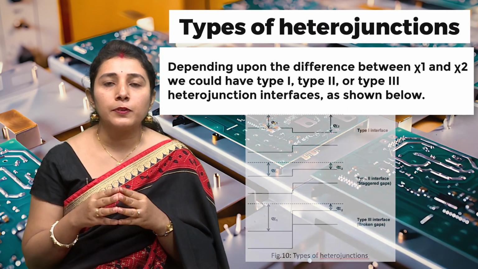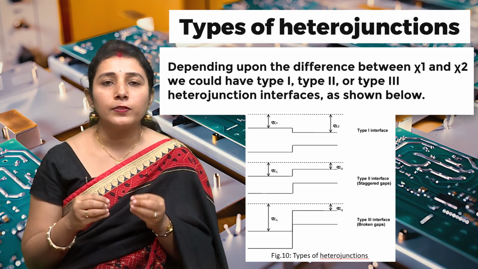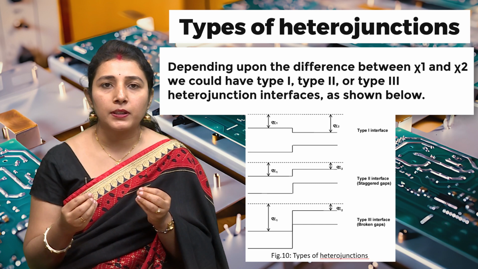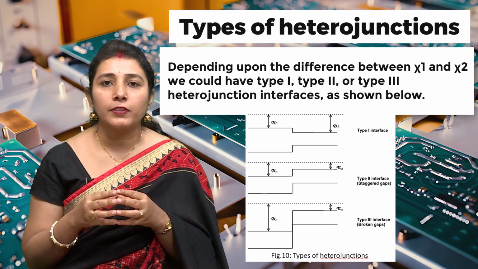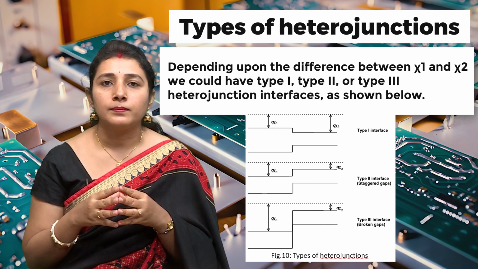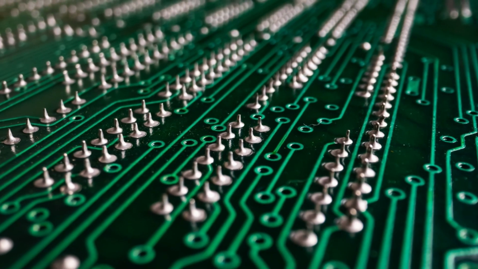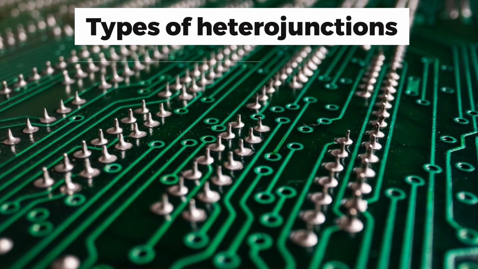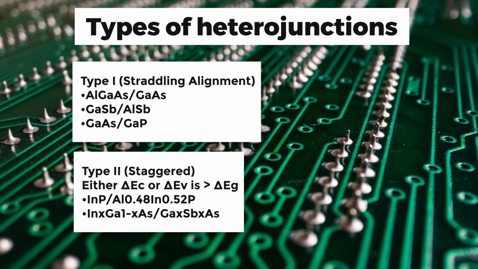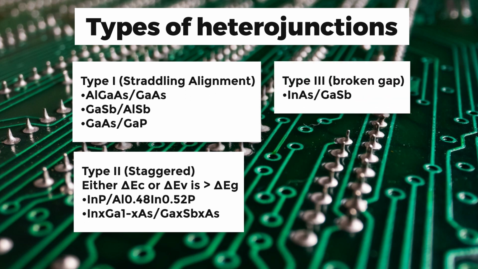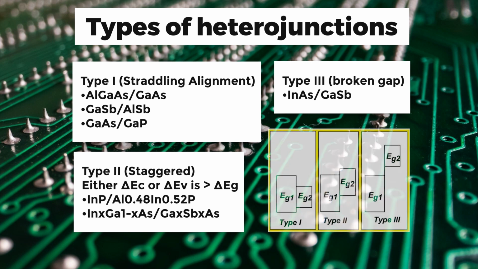Depending upon the difference between the electron affinity of the first semiconductor and the second semiconductor, we could have type 1, type 2 or type 3 heterojunction interfaces, as shown in the figure. These are the various types of heterojunctions. Type 1 has the example of aluminum gallium arsenide and gallium arsenide. Type 2 are these semiconductors, and type 3 are for broken gap semiconductors. Here we can see the different energy gap alignments for type 1, type 2 and type 3 heterojunctions.